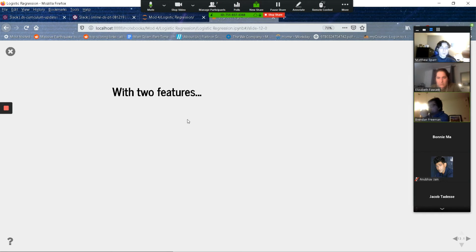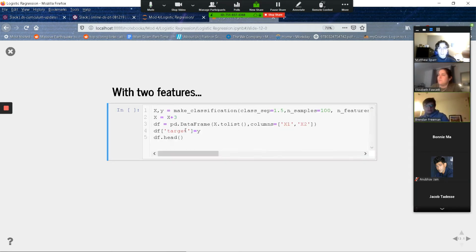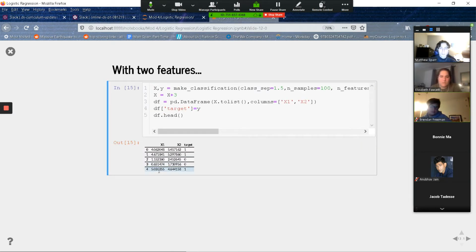All right, so that was with one feature. Now we're going to add two and see how that changes things. We're going to make a random data set and view it here in pandas. Similar thing, we just have a second feature now.